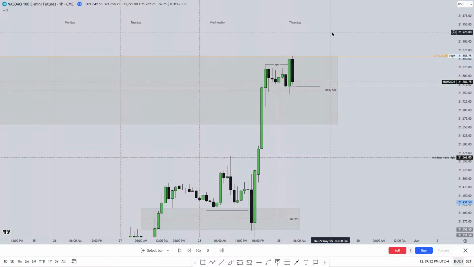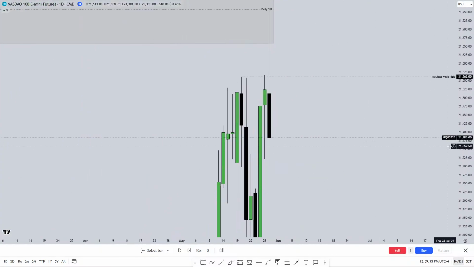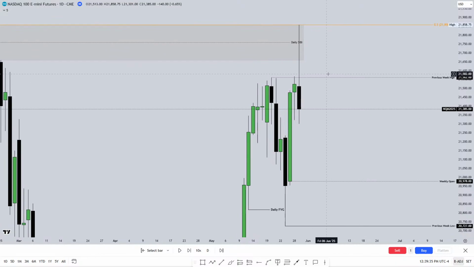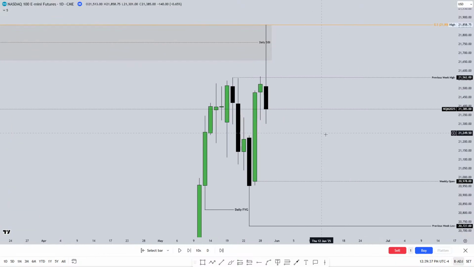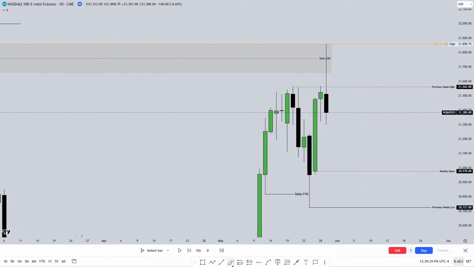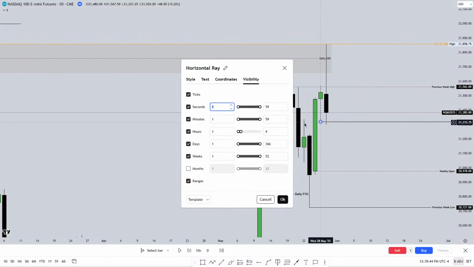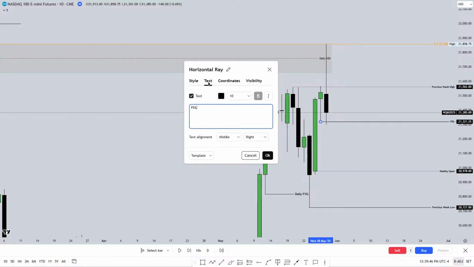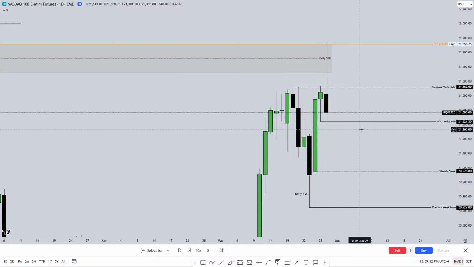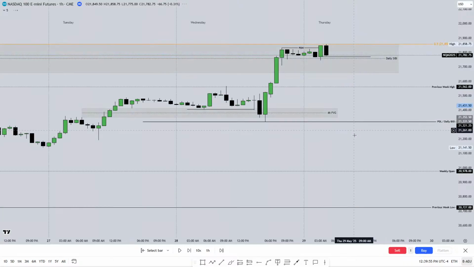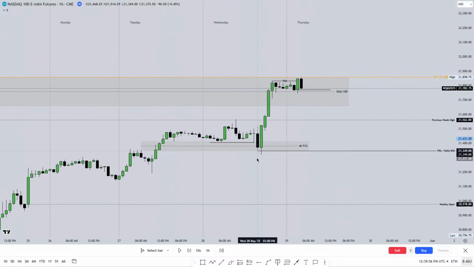Now I want to go to the daily to mark out my previous day low. So again, I'm looking at the last 3 days anytime I'm going into the day. And the only one we have right here that's relevant is this one, but it's also a daily BISI. So we're looking at that one right there.